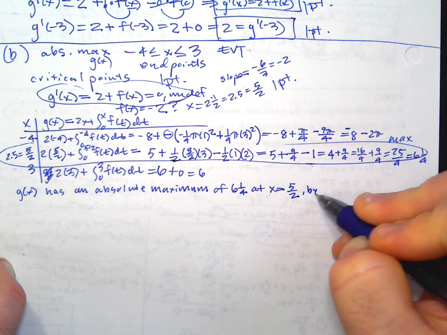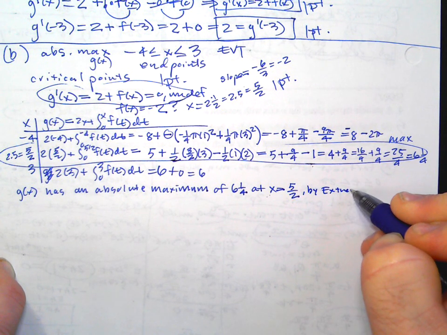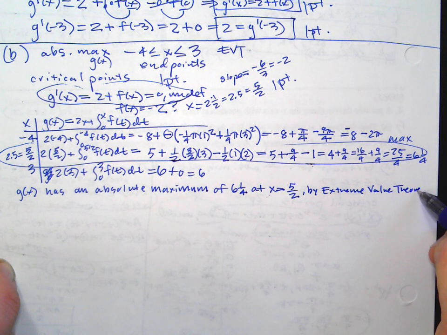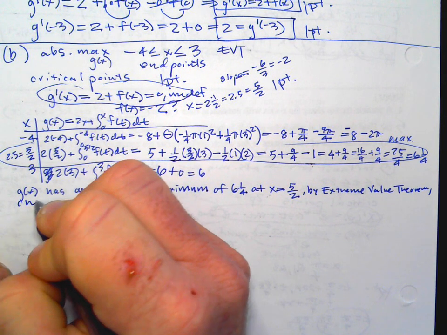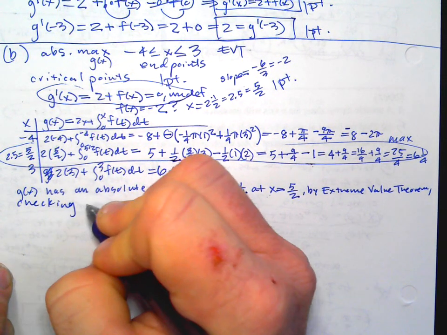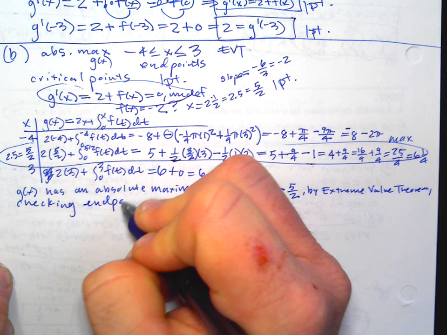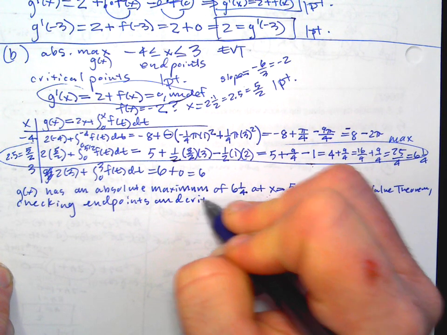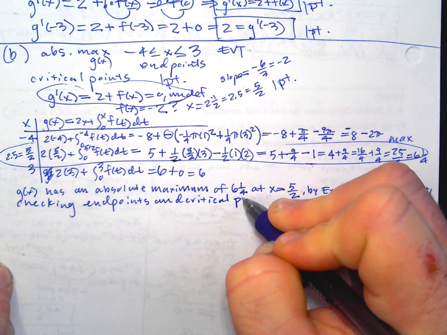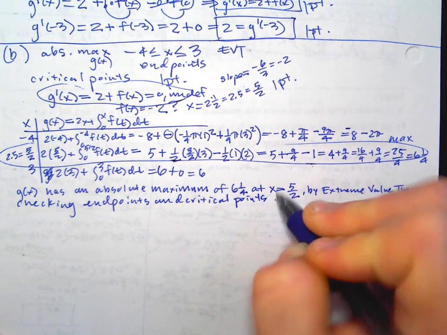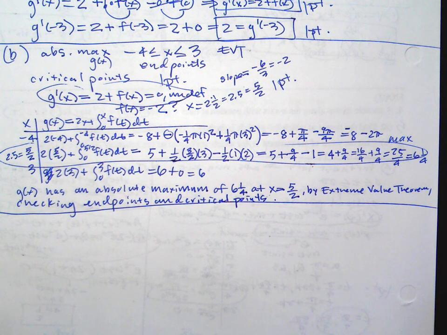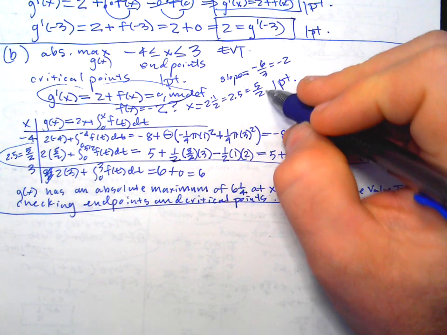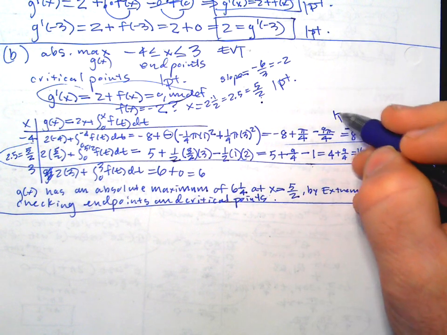By extreme value theorem, checking endpoints and critical points. You gotta write it all down. Name it, explain it. So you got a point for setting equals 0. You got a point for getting your critical point, and then you got a point for the work and the answer and the justification.